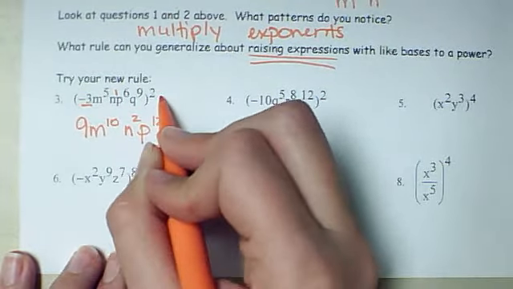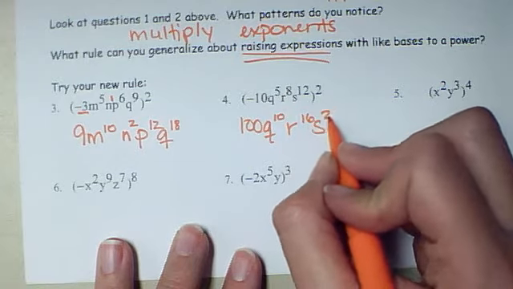Number 4, we have negative 10 squared. A lot of people that did this tried to say that was 20. That is not the case. Negative 10 squared is like doing negative 10 times negative 10, which is positive 100. And I have q to the 5th. 5 times 2 is 10. 8 times 2 is 16. And 12 times 2 is 24.